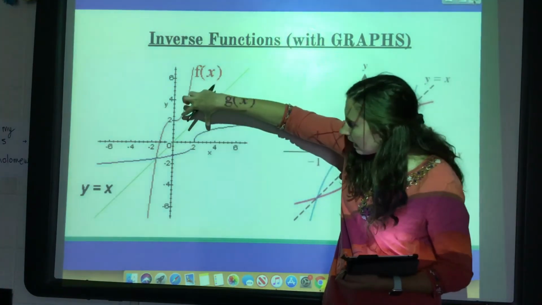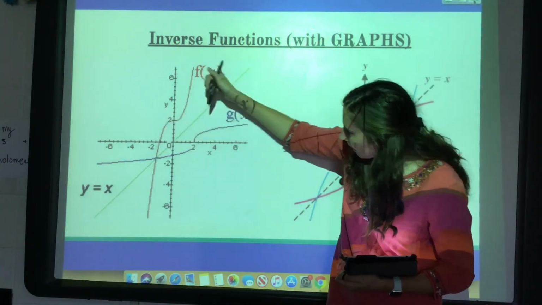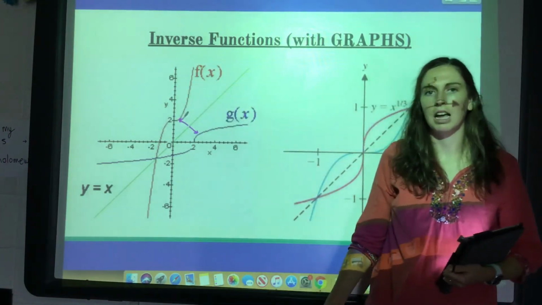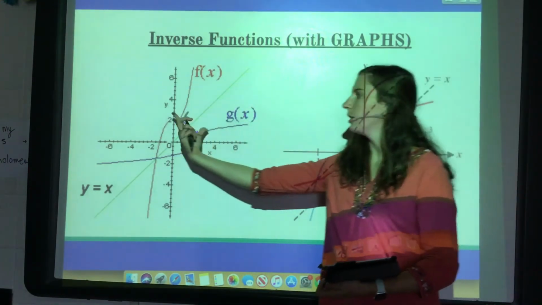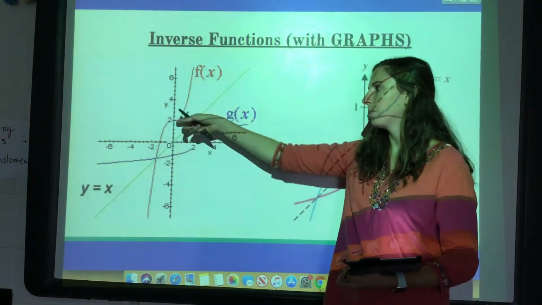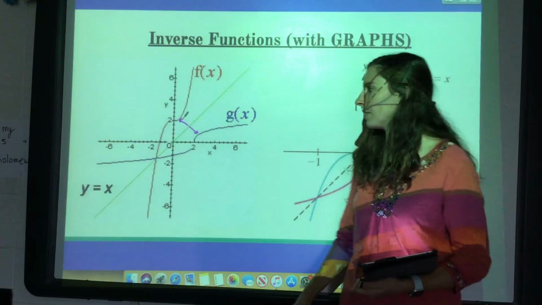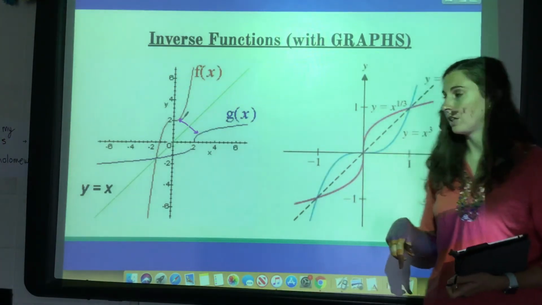Do you see how at each point, they're the exact same distance away from that center line? If I were to fold these two graphs right along that y equals x line, they would come together. This means that they are inverses of each other.